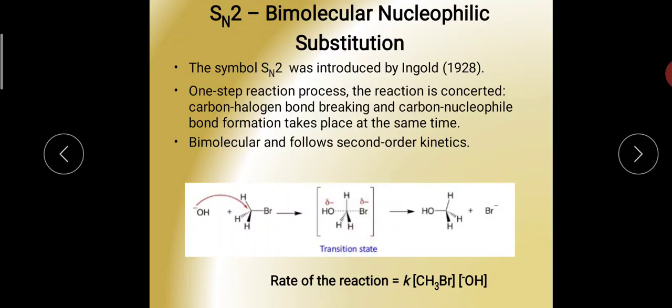Okay, so now we'll see how the reaction takes place. What happens? You have your carbon, which is attached to your bromine, and this particular carbon is the reaction site. Now this carbon would carry a partial positive charge because of the presence of bromine, which is electronegative in nature. So what does electronegative mean?